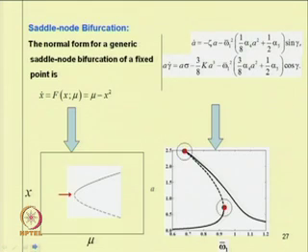Let us see this equation. For example, let us take this equation and study its bifurcation. Let x dot equal to f mu x mu, which is equal to mu minus x square. In this case, by substituting x dot equal to 0, I have the equation mu minus x square equal to 0.